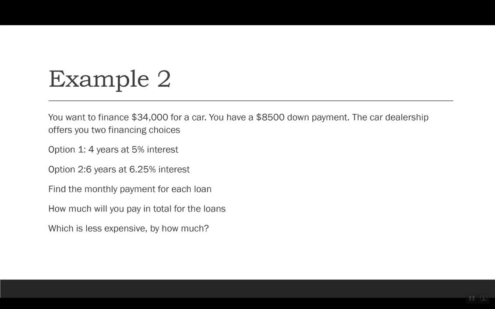So let's try this again. Example 2, I want to finance $34,000 for a car. I have an $8,500 down payment, and the car dealership offers 2 financing choices. So choice 1, 4 years at 5% interest. Choice 2, 6 years at 6.25% interest. For each of these cases, we're going to figure out how much we would pay a month, then how much we would pay in total for the loans, and then figure out which one's less expensive and by how much.